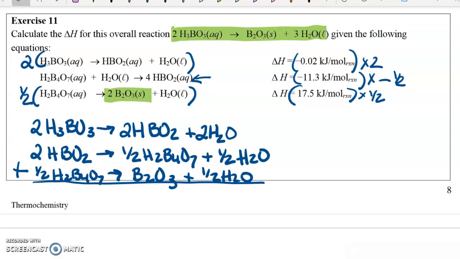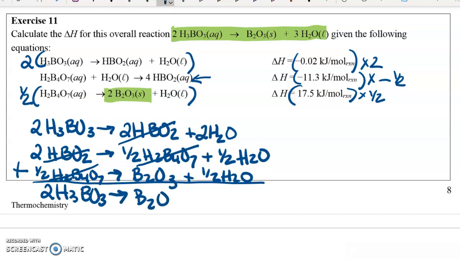So here I've written out my elementary reactions with those modifications that we made, just to show that this is going to add up to the overall reaction. We have 2 HBO2 on both sides of the reaction arrow. We also have 1/2 H2B4O7 on both sides of the reaction arrow. So now if we add up everything that's left, we're left with 2 H3BO3, B2O3, and we have 2 H2O plus 1/2 plus 1/2, giving me a total of 3 waters.